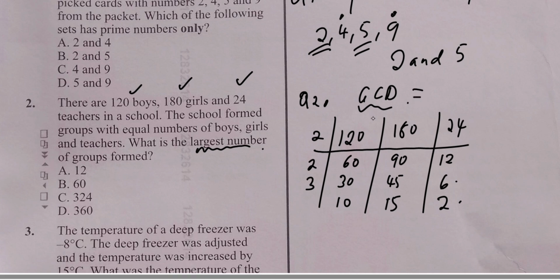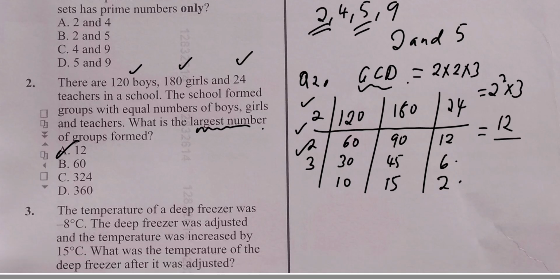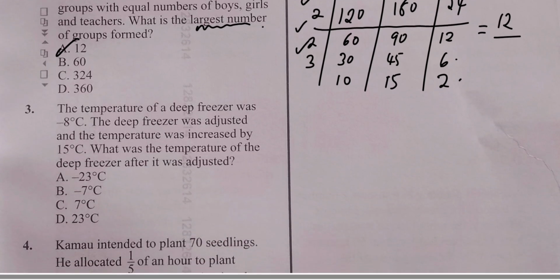So your GCD is 2 times 2 times 3. So 2 times 2 times 3, which is basically written as 2 squared times 3. The answer should be 4 times 3, which is 12. So this is your answer. So hopefully it's very easy.